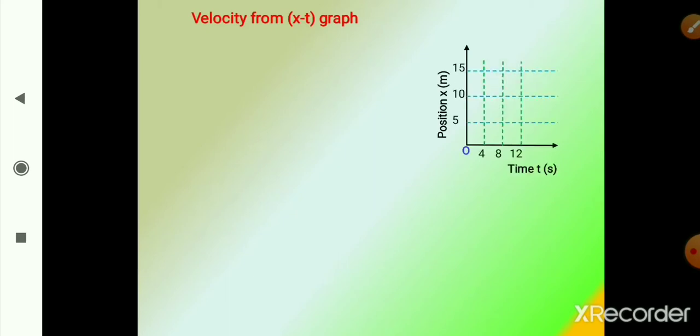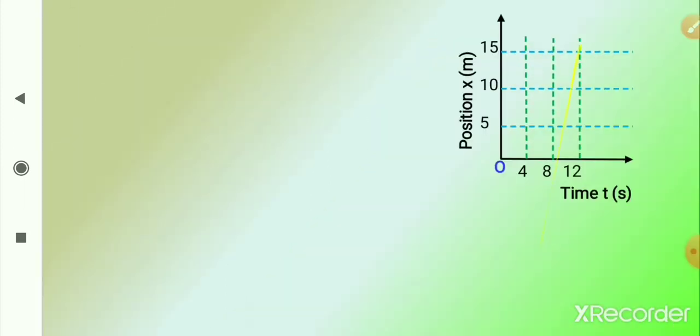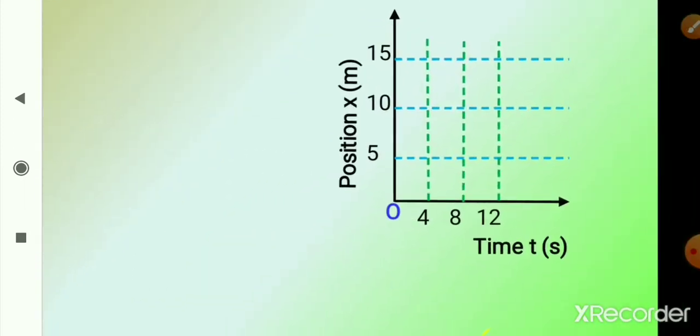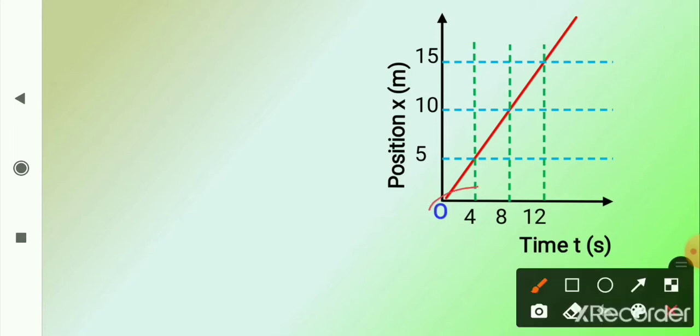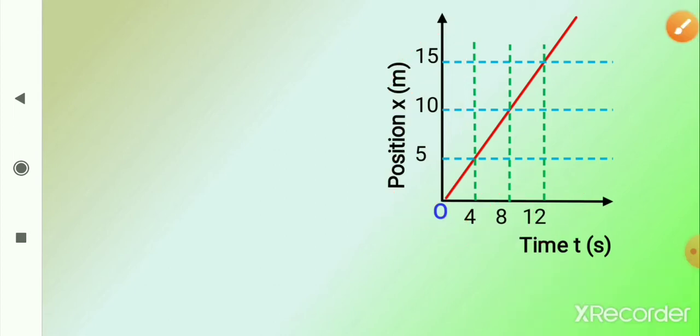Now if we have this position time graph or xt graph, look at it here, a straight line. See here, in the first 4 seconds the displacement is 0 to 5 meters. In the next 4 seconds the displacement is 5 to 10, again 5 meters. In the next 4 seconds, 8 to 12, the displacement is from 10 to 15, 5 meters. So equal distances in equal intervals of time. Now we wish to find out velocity from this position time graph.